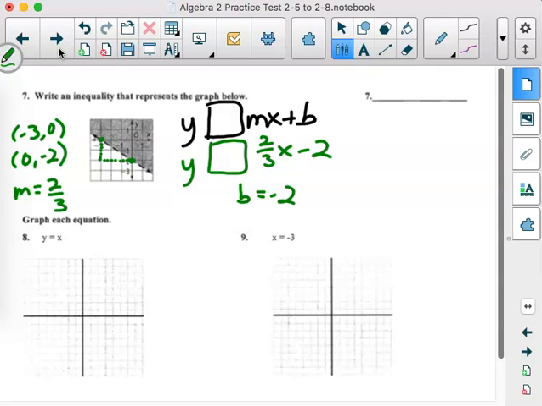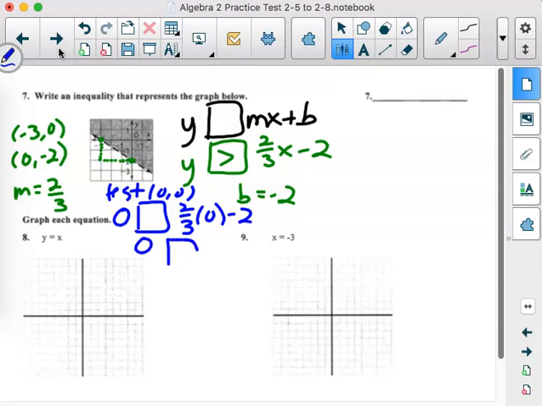Did they shade up or did they shade down? Up. So we could use the shortcut and say we're pretty sure it's going to be greater than. Should we put an equals bar there? Nope. But again, it is better if you test a point and make things true here. So I would definitely do 0, 0. 0, 0 is supposed to work. It's in the shaded region. So 0 something 2/3 times 0 minus 2. That's going to say 0 something negative 2. How do we make that true? It's greater than, isn't it?